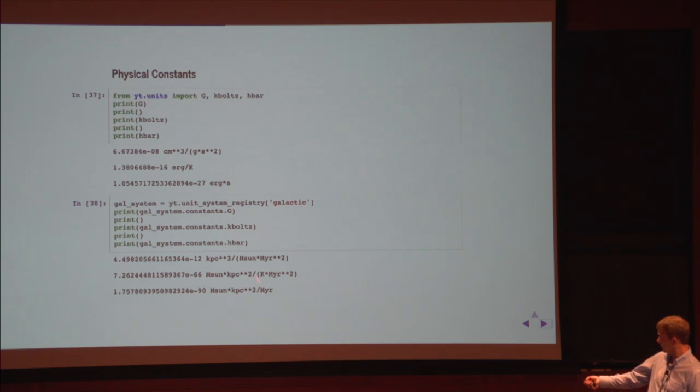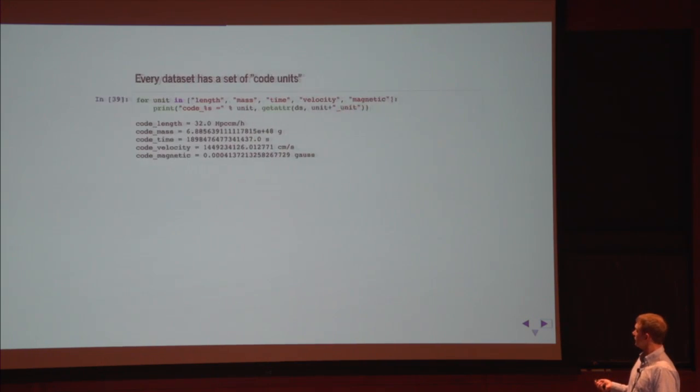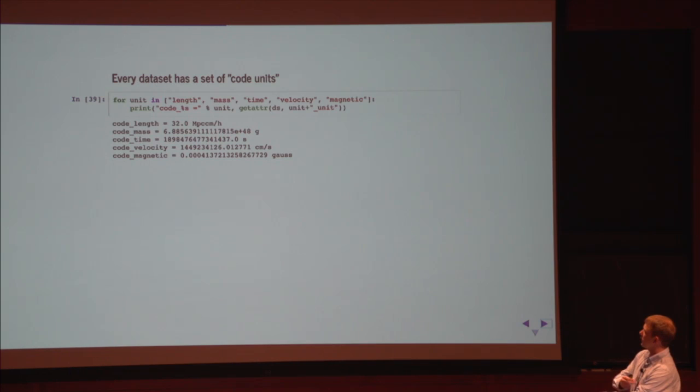There are a few other things in here. You can see Kelvin remains the same because I'm not sure what else we put in there. As we've already seen too, every data set has a set of code units. So here I'm showing what the code units are in length, mass, time, velocity, and magnetic field for this particular data set. So you can see this is actually a cosmological data set, so the default length unit is co-moving megaparsecs, sorry.